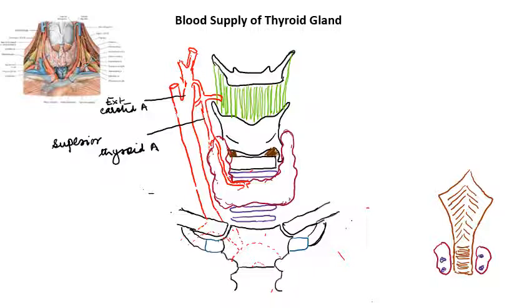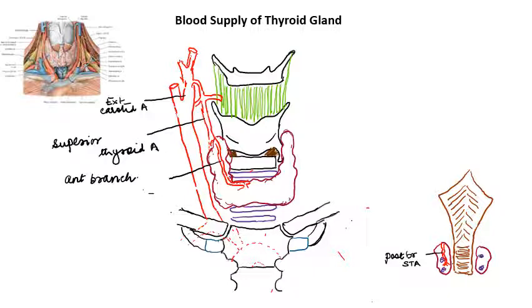The anterior branch, which we just saw, this is the anterior branch of the superior thyroid, and running along the posterior, this was the posterior view, is the posterior branch, which anastomoses with a branch from the inferior thyroid artery. So this is the posterior branch of superior thyroid artery.